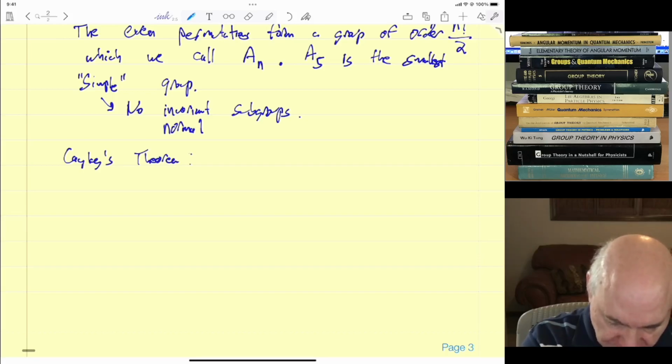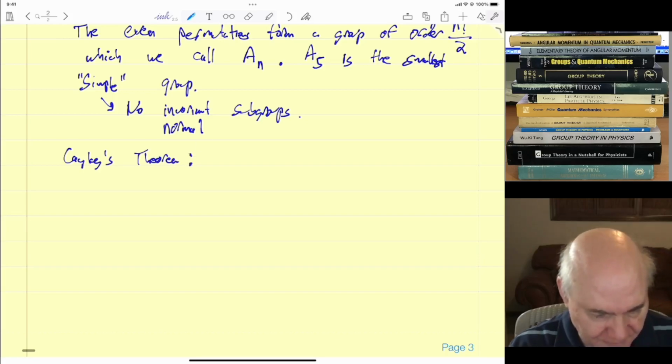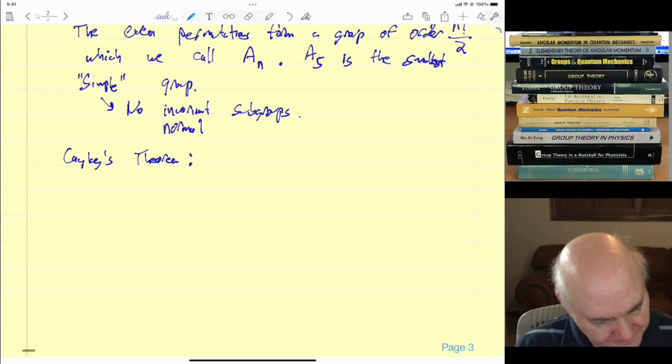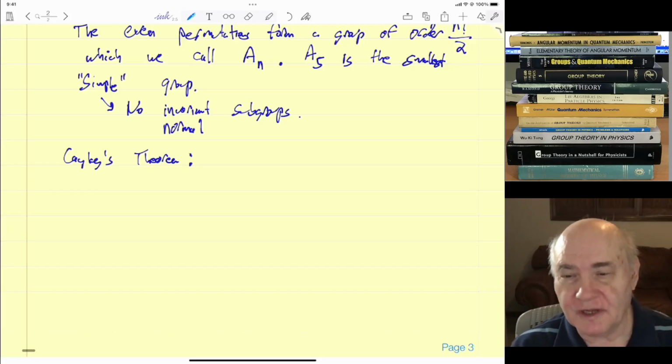Again, I won't prove it. It's not hard. This is done in the beginning of every book discussing these kinds of things. I should have mentioned it earlier, because why are permutation groups so important?